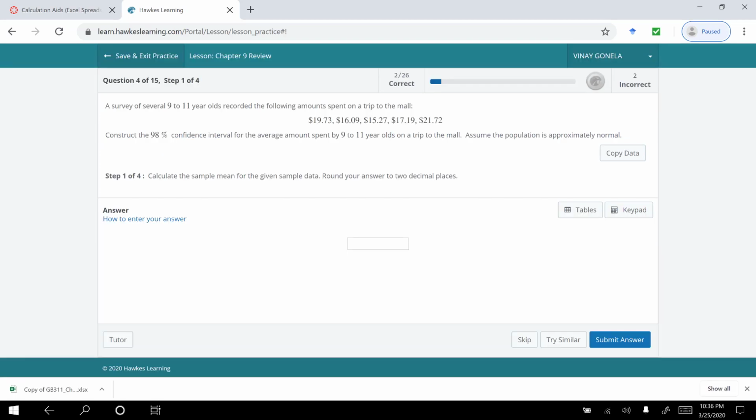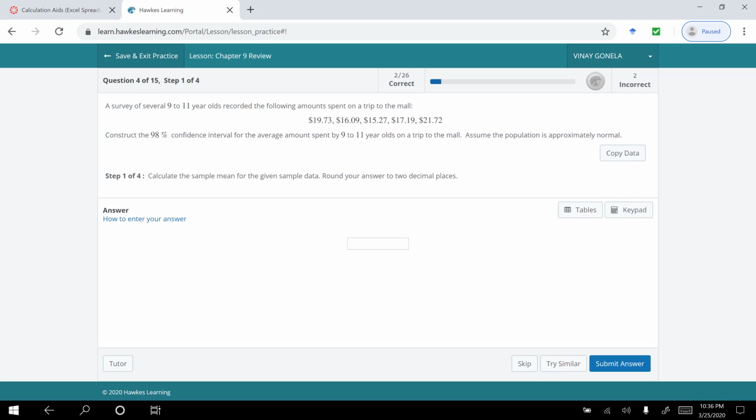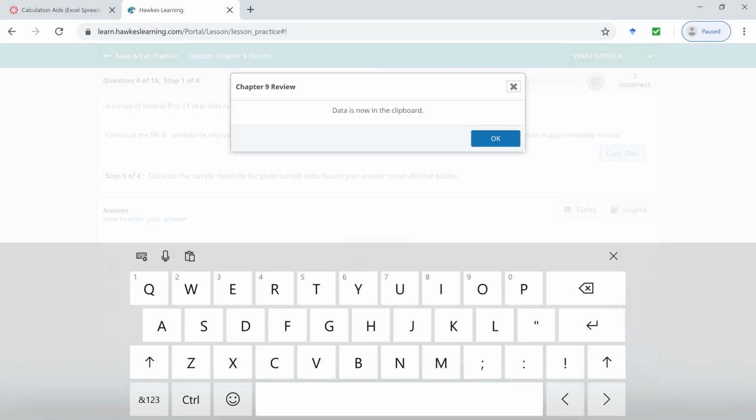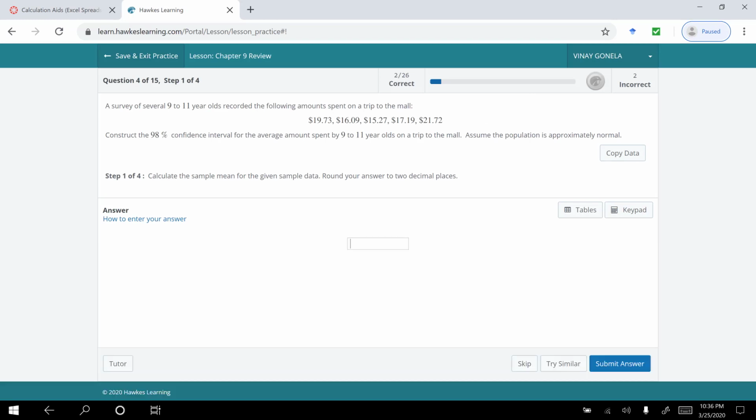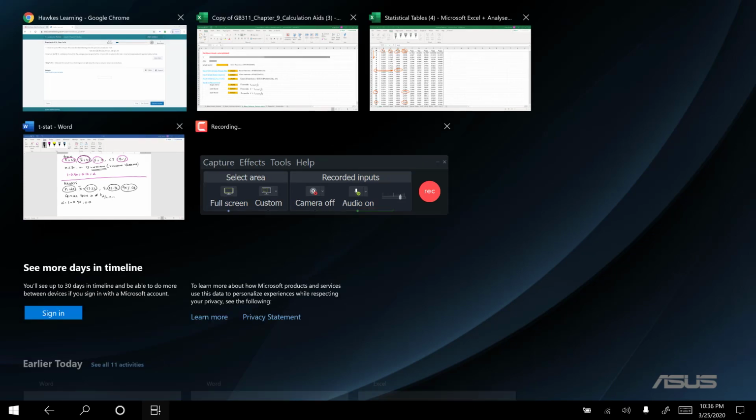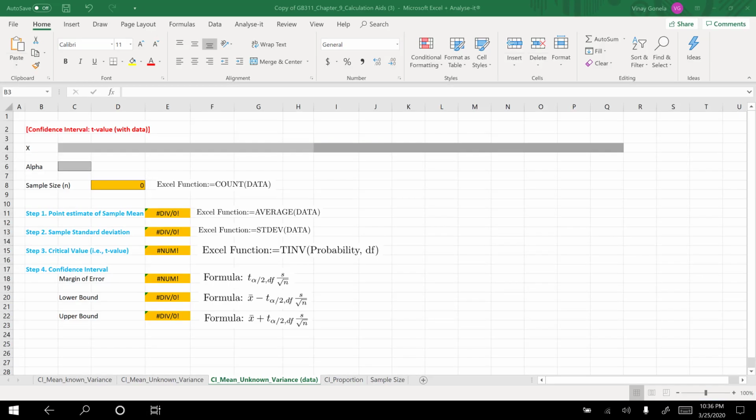Okay, so this is the question. Now we have our data. How many data points? 19.73, 16.09, 15.27, 17.19, 21.72. So those are 5 data points. They wanted us to calculate a 98% confidence interval. So I will copy this data and paste it here in my Excel.